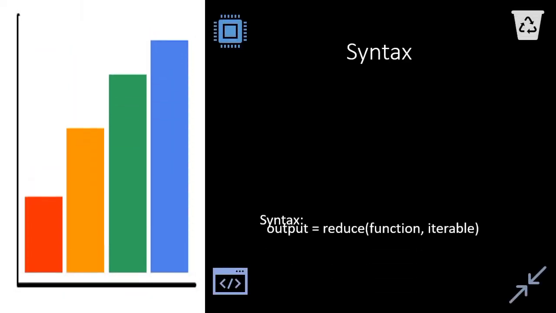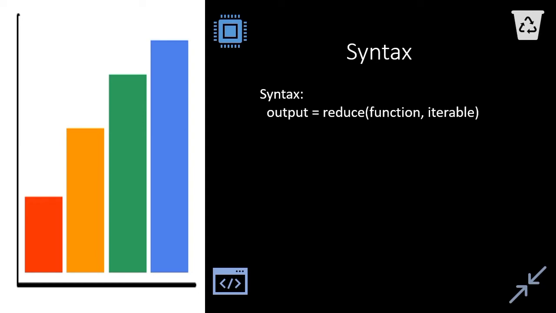So here we just need to write reduce and after that we have to provide the required arguments. It is basically taking two arguments which is function and iterable. It also returns an output which we have to store in some variable. Now let's understand the parameters.